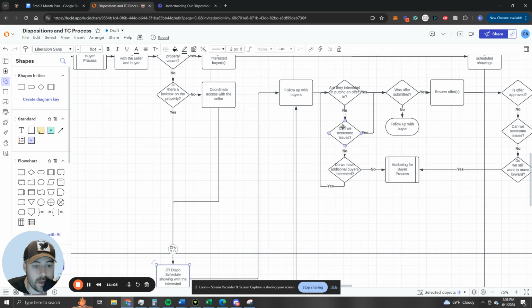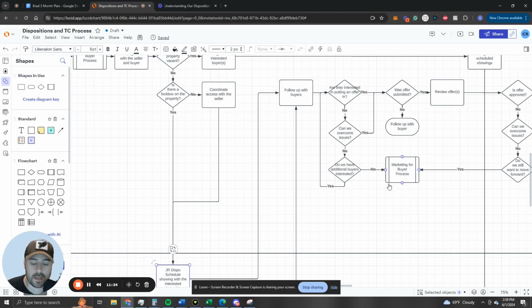Are they not interested in putting an offer? Can we overcome any issues of why? If no, do we have additional buyers interested? If yes, then we'll follow up with new buyers, other buyers, right? If no, then we need to go do this marketing process to go find off-market buyers, right? And again, there's videos on how to do all this, okay?